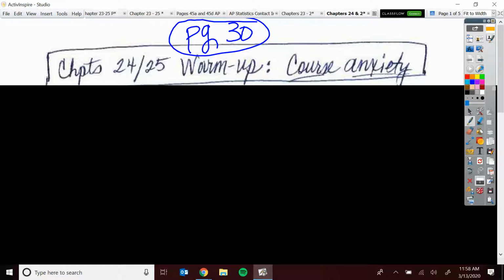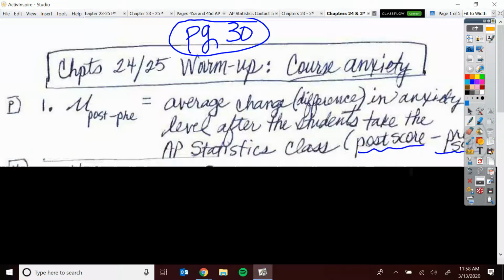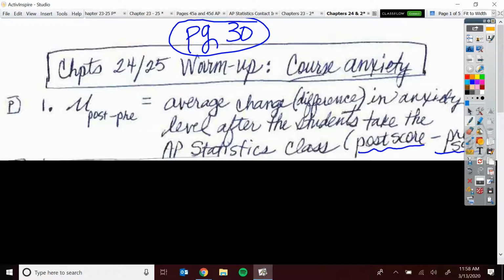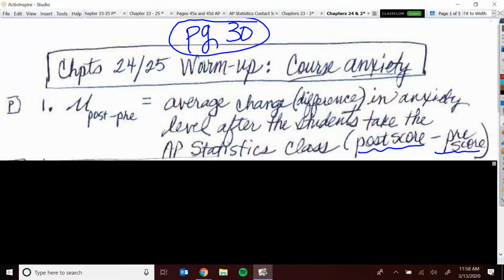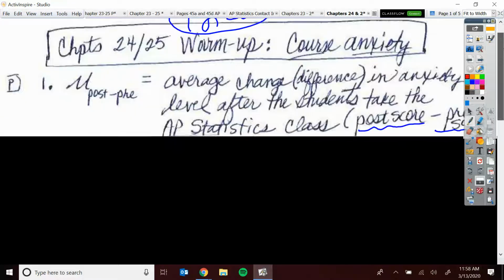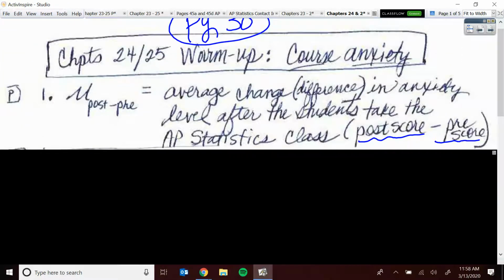All right, so on page 30 in your packet, which was your warm-up, the first side is course anxiety. On this course anxiety problem, we were doing a matched pair because we took the students' measurements before they took the AP course and after they took the AP course to see if the anxiety decreased after taking the course.